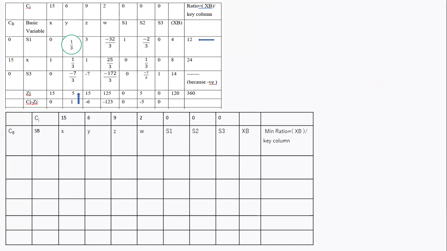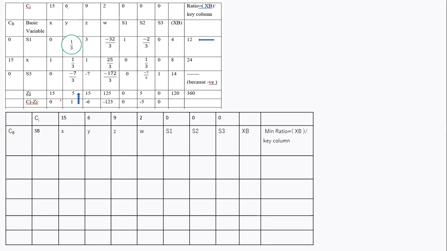So after finding this, again find Cj minus Zj. So it will be 15 minus 15. Therefore, you get 0. 6 minus 5, because Cj minus Zj. So it is 6 minus 5. So it will be 1. So 9 minus 15. Therefore, minus 6. Then 2 minus 125. Therefore, minus 123. So 0 minus 0. Then this will be again 0 minus 5, 0 minus 0. So these are the Cj minus Zj values.